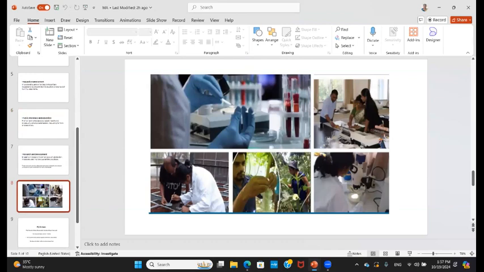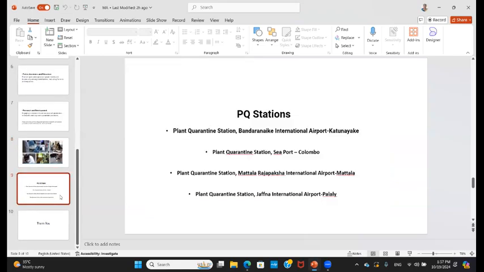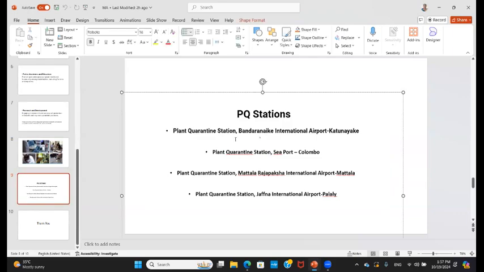This is our lab area, you can see, and this is the field area. This is our additional director. There are 4 PQ stations. We have the plant quarantine station Katunayaka, the plant quarantine station Seaport, the plant quarantine station Mattala Rajapaksa International Airport, and the plant quarantine station Jaffna. It is located in Palali.